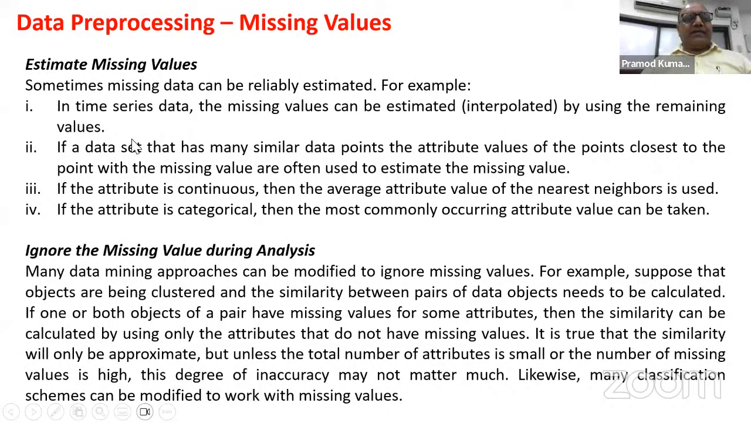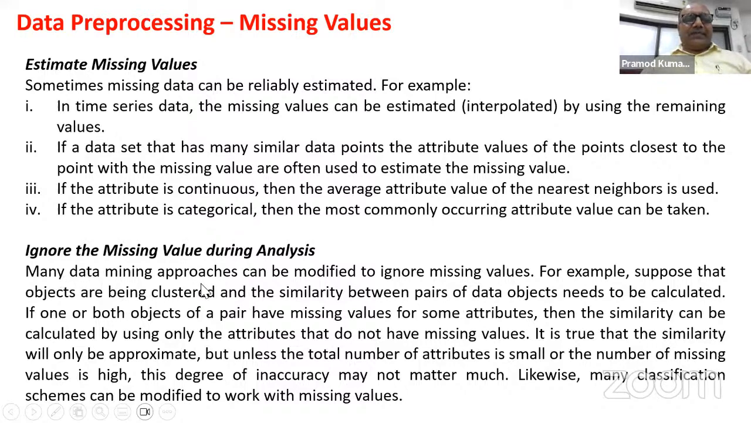So what it simply tells here is that there are a few cases in which it is possible to find out what the missing value may be, so you can go for that. So either you eliminate the object, or you eliminate the missing value, or you estimate the missing value. The other one is to ignore the missing value during analysis.